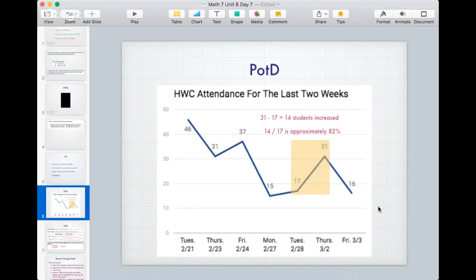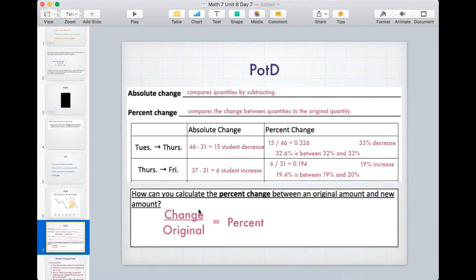Overall, when you're looking at percent change, you want to be thinking about what was the change in absolute terms? How can I compare that to the original quantity?